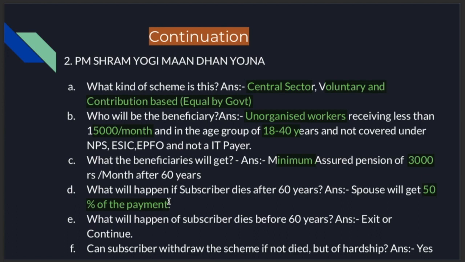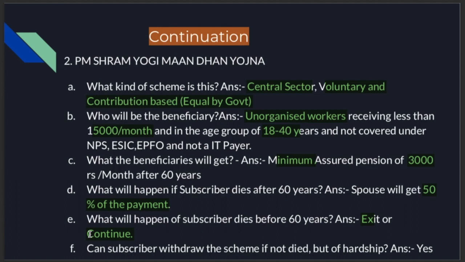Now, one scenario also arises: what will happen if the subscriber dies before 60 years? Then there is an option that you can exit or you can continue. In that case, a spouse may exit, or a spouse may continue by giving the equal contribution in this particular scheme.